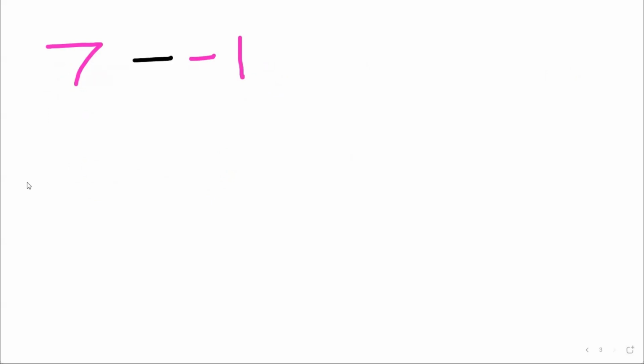7 minus -1. See those double negatives? Some kids will just put a line here so they can kind of see the cross. Other people will kind of connect it in like that. So all of a sudden we have an addition problem. There you go.